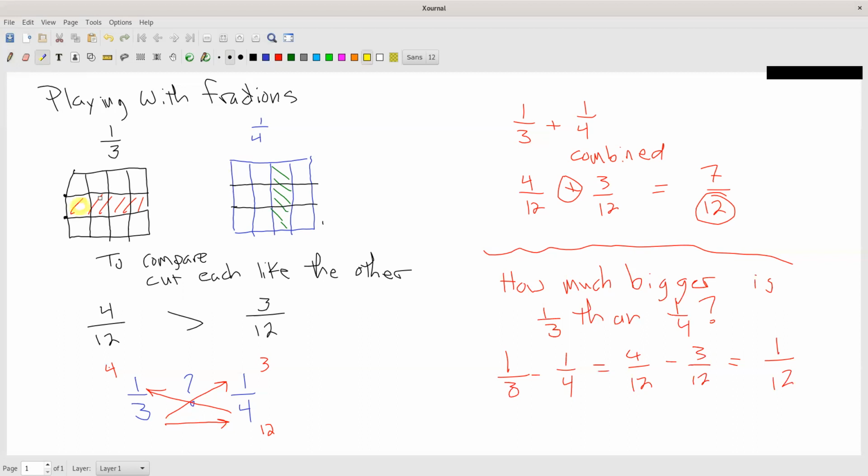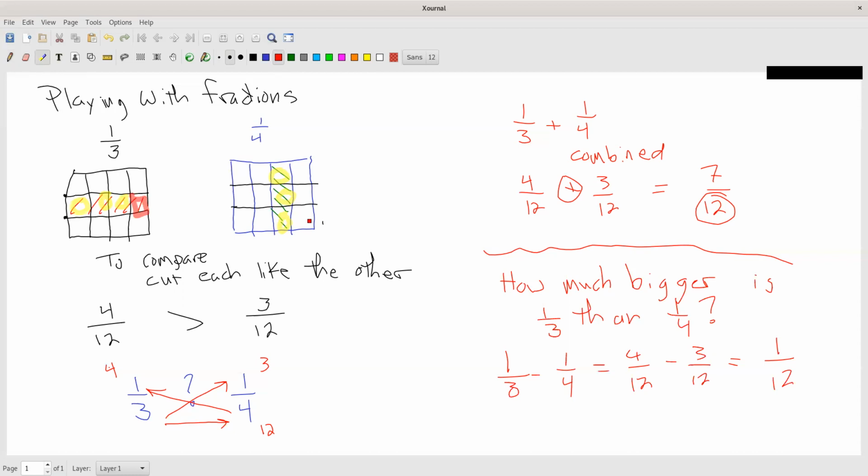This one has 1, 2, 3. It has a 4th one that this one does not have. So there's that difference here of 1/12. 1/3 is 1/12 more than 1/4.